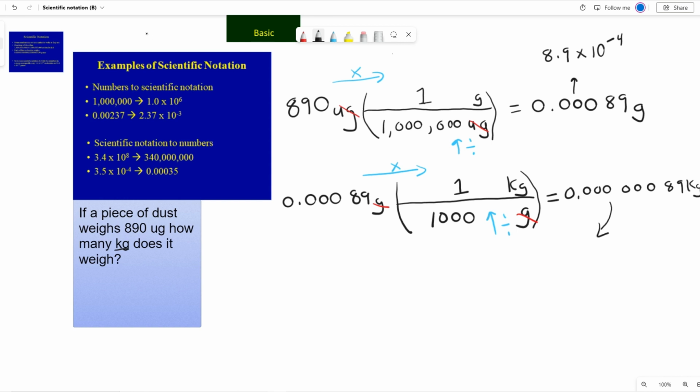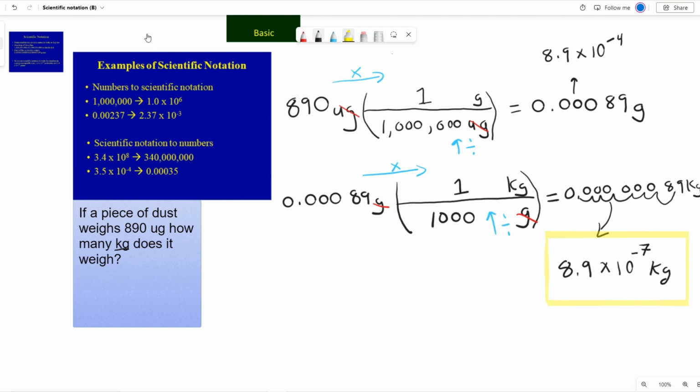Now this number is starting to get really small, so it would be much more convenient to write it in scientific notation, which would be 8.9, because that makes it between the size of 1 and 10, times 10 to the, and then we have to count how much we move the decimal place. So we move it 1, 2, 3, 4, 5, 6, 7. And this number needs to get smaller, so it would be a negative 7. So it would be 8.9 times 10 to the negative 7th kilograms. And that's the final answer if we want to convert 890 micrograms into kilograms.